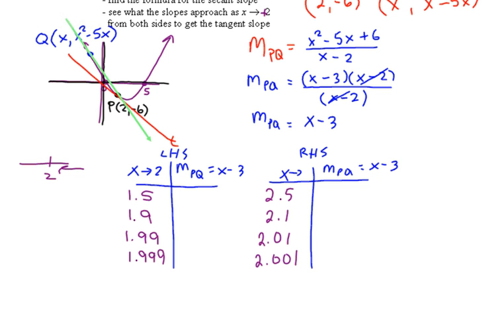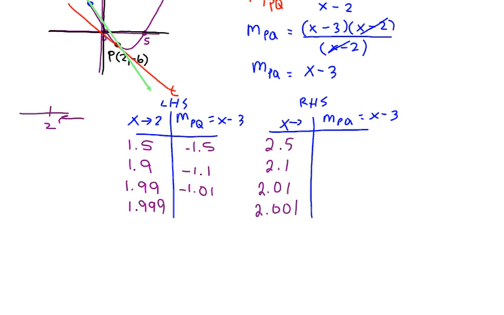Let's figure it out. 1.5 minus 3, negative 1.5. 1.9 minus 3, negative 1.1. 1.99 minus 3. Okay, let's try the other side. 2.5 minus 3, negative a half. 2.1 minus 3. 2.01 minus 3. You can use your calculator for this. Let's plug them in.